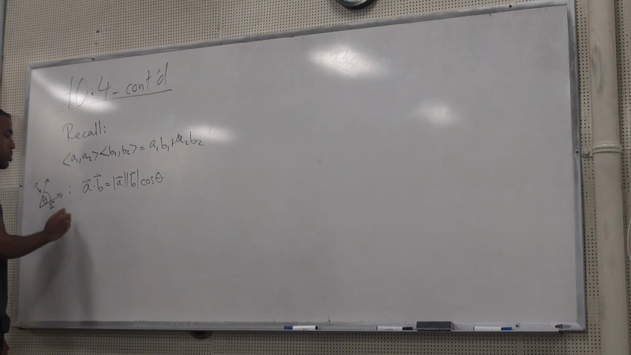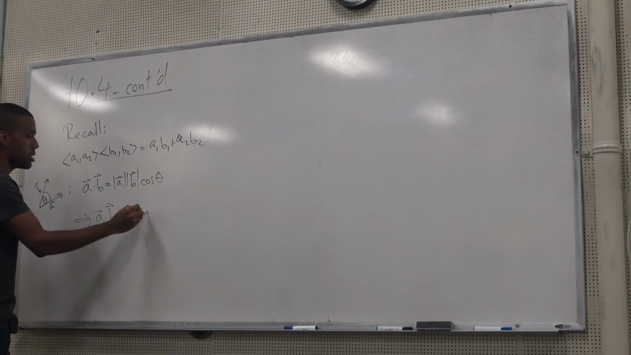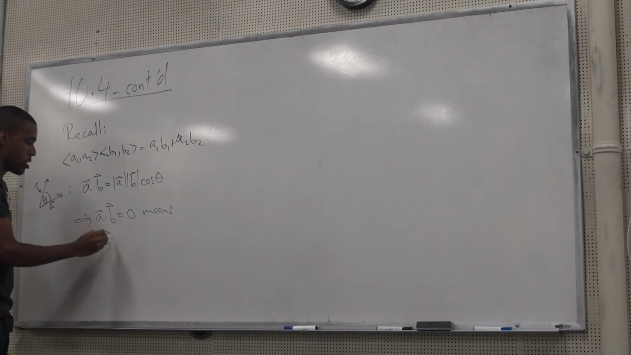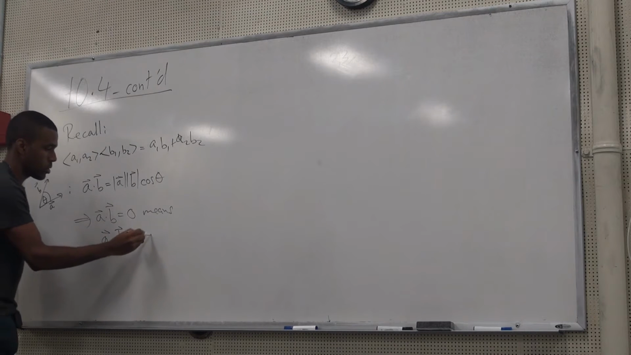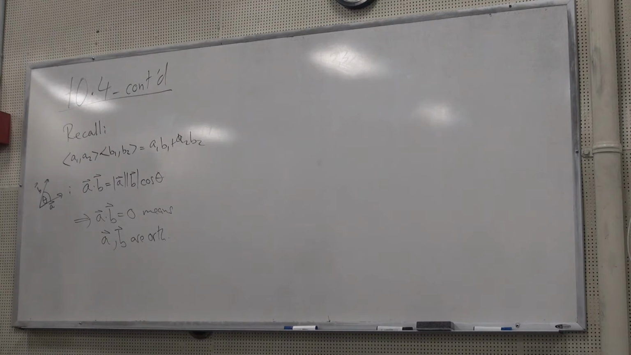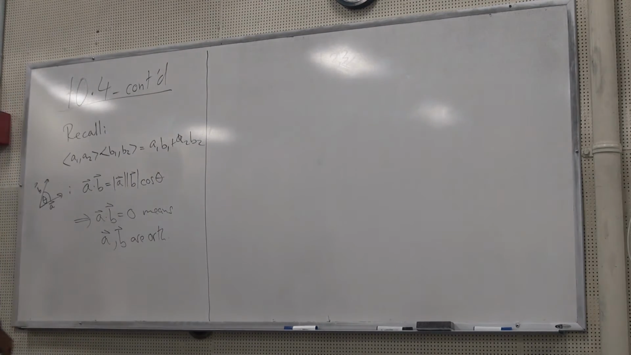Right. From this we can say that if A dot B equals 0, it means A and B are orthogonal. And if it's 1, are they parallel? Oh, well, not that. Nope. You can't really say what happens if they're parallel. Not from the dot product anyway. Okay.